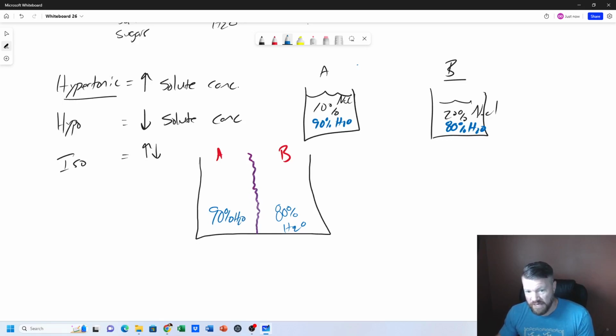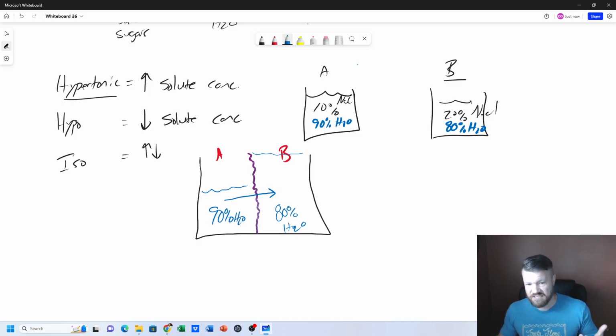So if this membrane is permeable to water, water is going to move from high concentration of water to low concentration of water, right? So if the solution started out at equal levels, what's going to happen is this level is going to drop while this level increases, right? Because water is going to move from high concentration of water to low concentration of water.